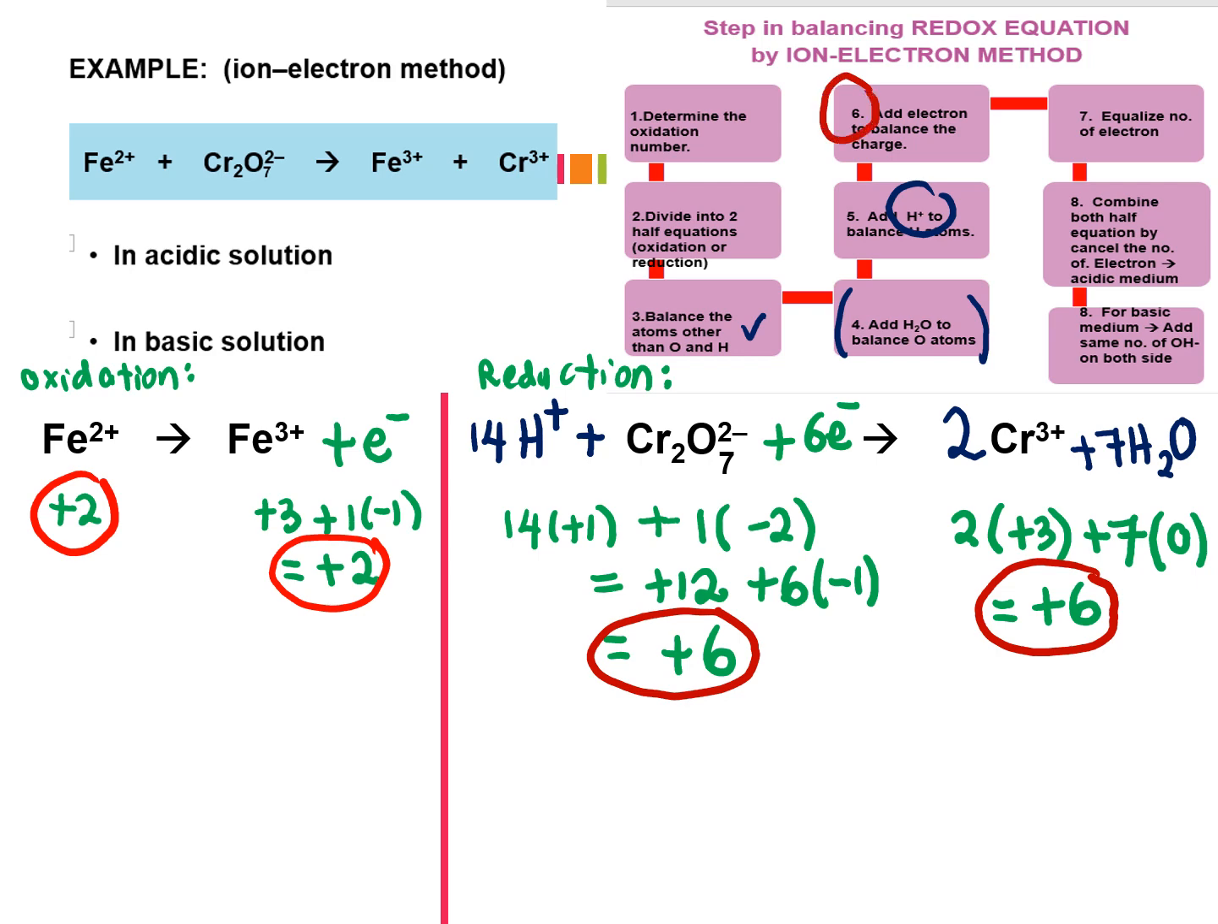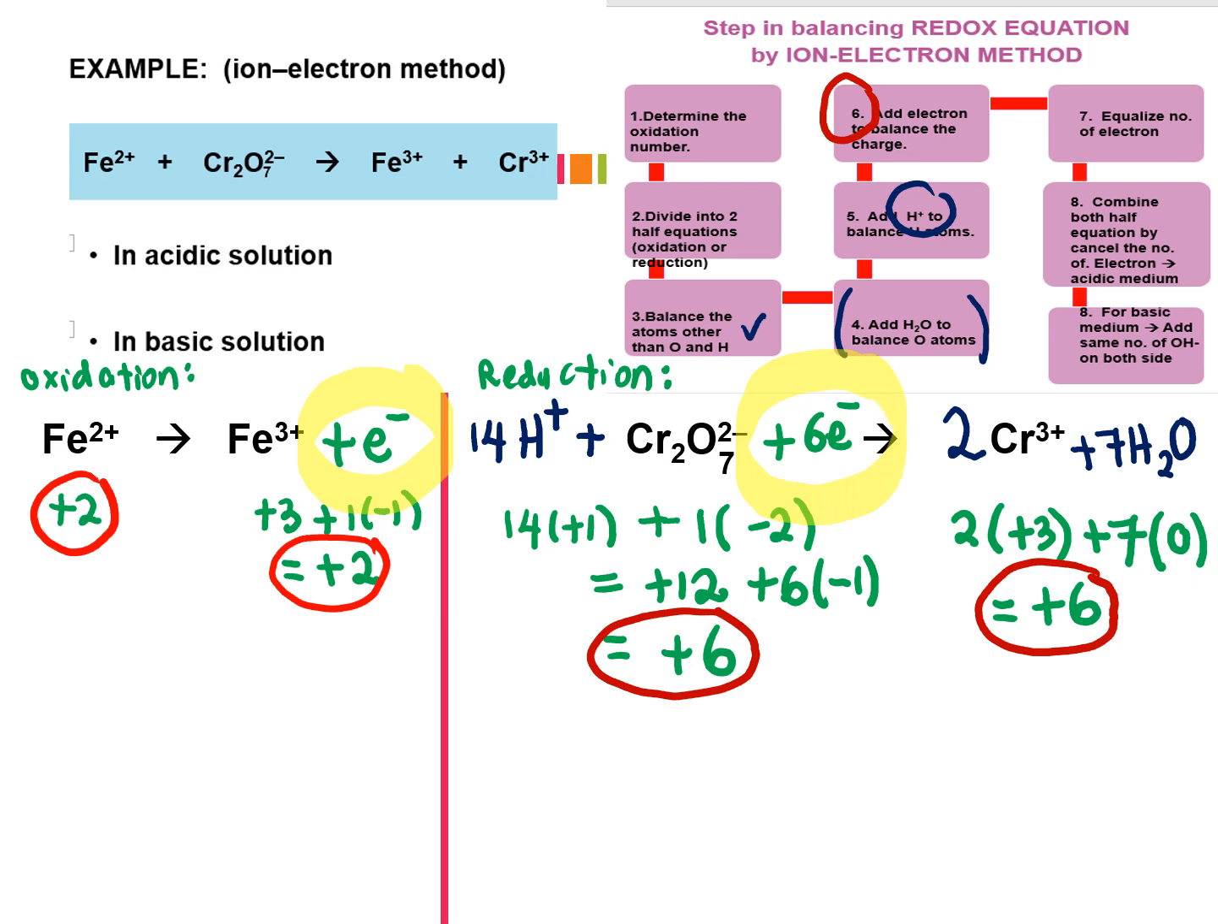Next, now that the charge is balanced, we proceed to step number 7. Equalize the number of electrons. So we look at the above equations. The first equation, oxidation, contains 1 electron, while the second half equation contains 6 electrons. So how to balance it?